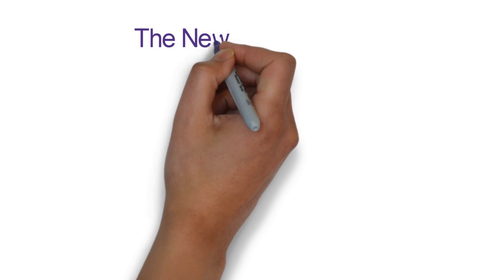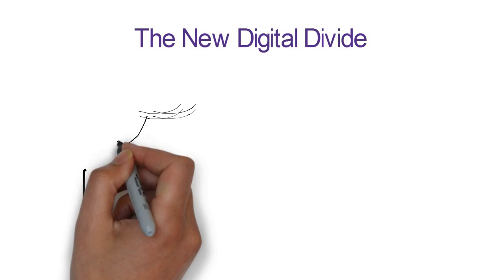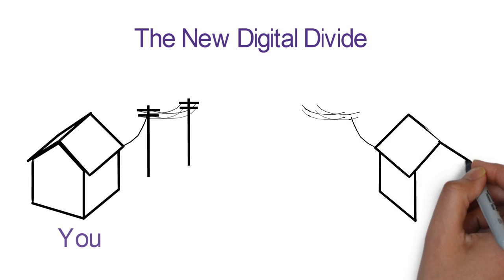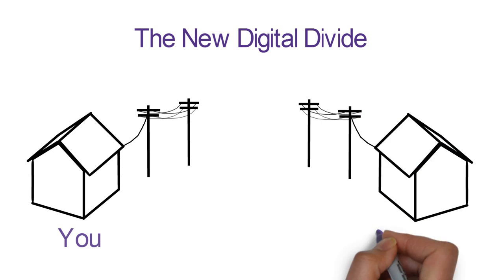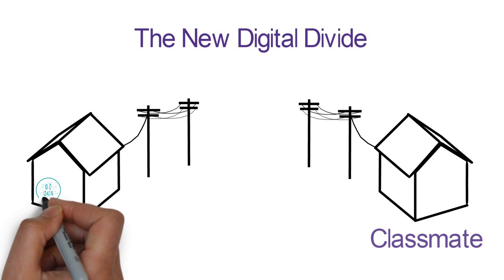A number of new dividing issues are being reported around the world. Firstly, let's say that you and one of your classmates are asked to do a presentation. You have fibre-based broadband, but your friend is limited to first version ADSL delivered over an aged and corroded copper phone line. The deadline is tomorrow.